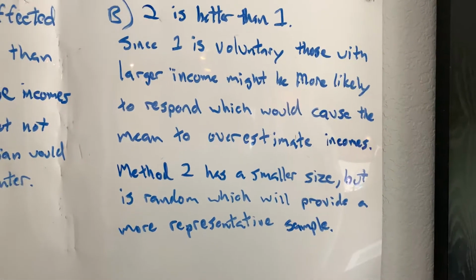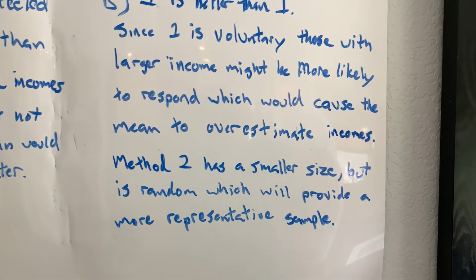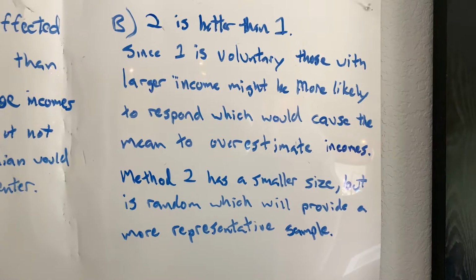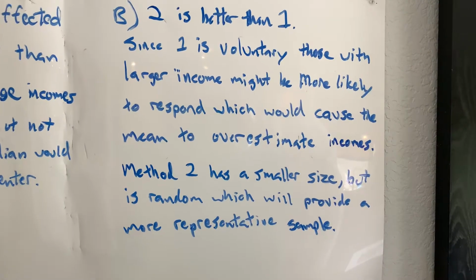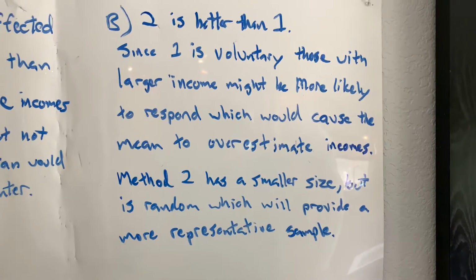So why do we want 2? 2 is a much smaller sample size, but it's random. And hopefully we all remember that's the key thing there. We need a random sample, which will provide a more representative sample of incomes. So that's why they want to go with 2.